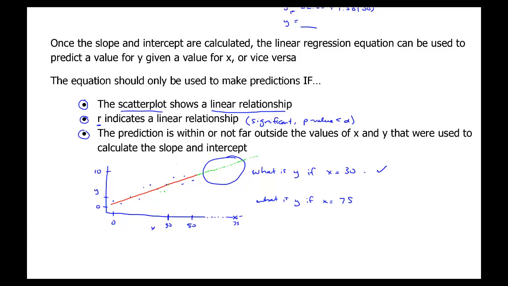Let me grab a different color. So the line could start doing some kind of log increase. You never know, you could actually start going back down. So you should not use an equation to predict values outside the range that you're given, because you're not really sure what the line looks like outside the range that you're given.